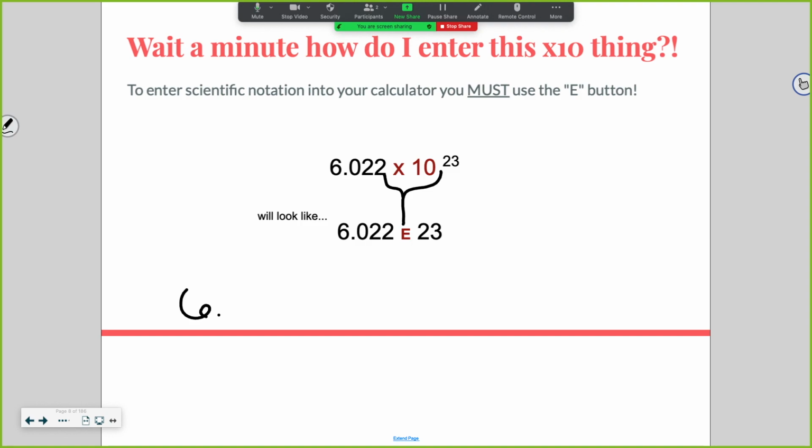So in your calculator, type literally 6.02. You can do 2 or 22. It doesn't matter.